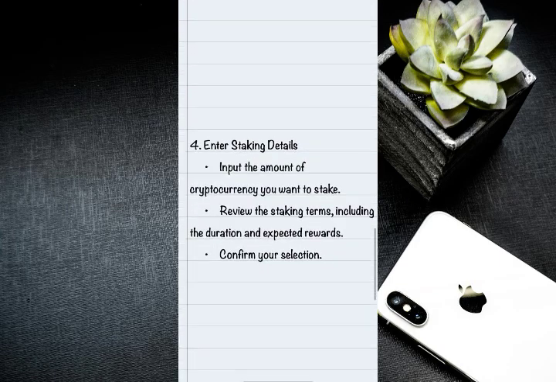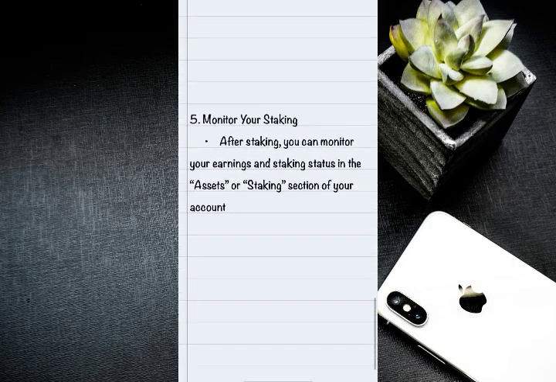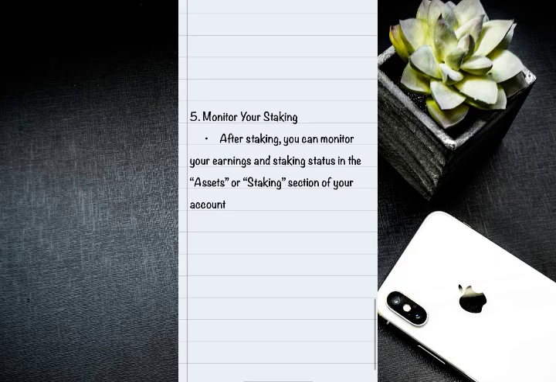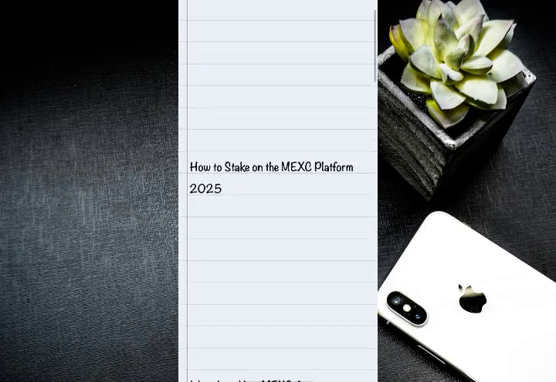Then after that, you have to enter the staking details. So input the amount of cryptocurrency you wish to stake, then review the staking terms, including the duration and expected rewards. Confirm your selection, and after staking, you can monitor your earning and staking status in the asset or staking section of your account. And that's how you can simply stake on the MEXC platform.